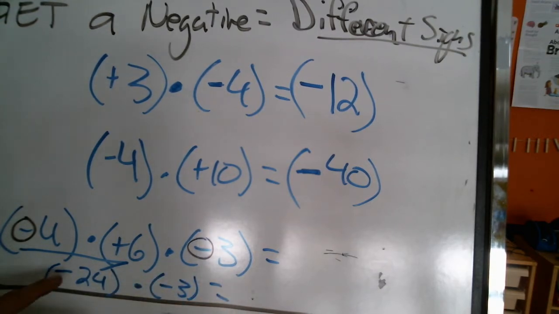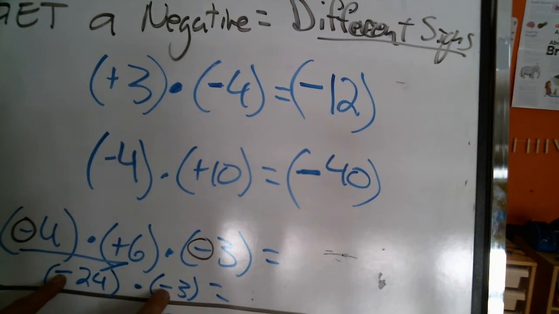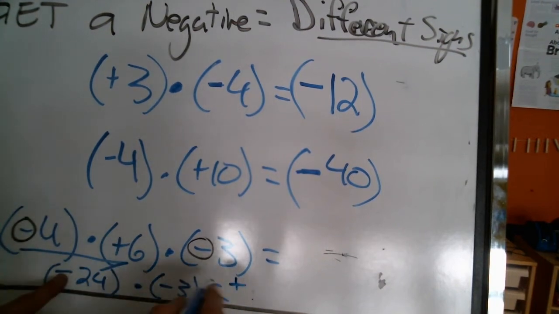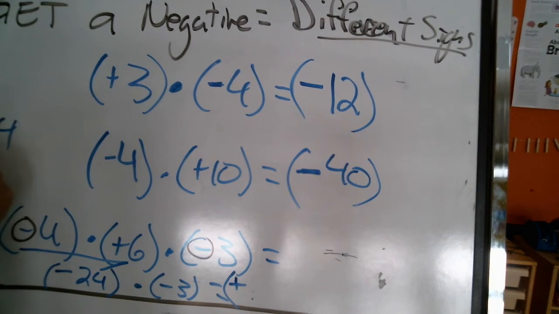Now I'm going to take negative 24 and times that by negative 3. Now what do I have? Negative, negative. They are the same. Same sign means it's going to be a positive number at the end. 24 times 3, oh geez. 24 times 3, that's 12, that's 6, 72. Positive 72. I hope that's right, or someone's going to get some homework for free.